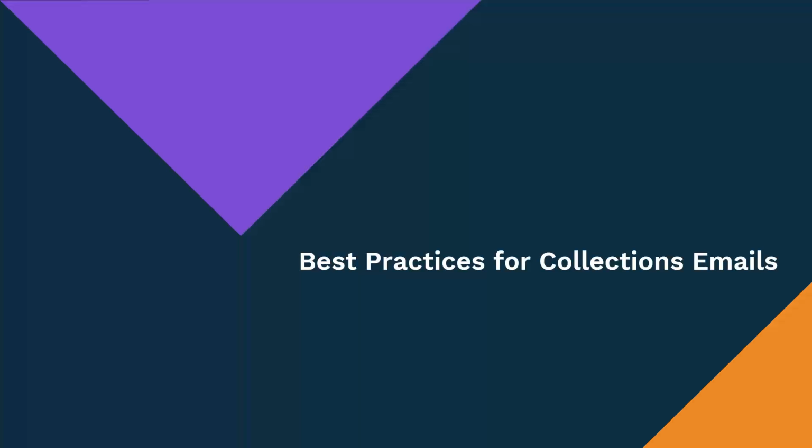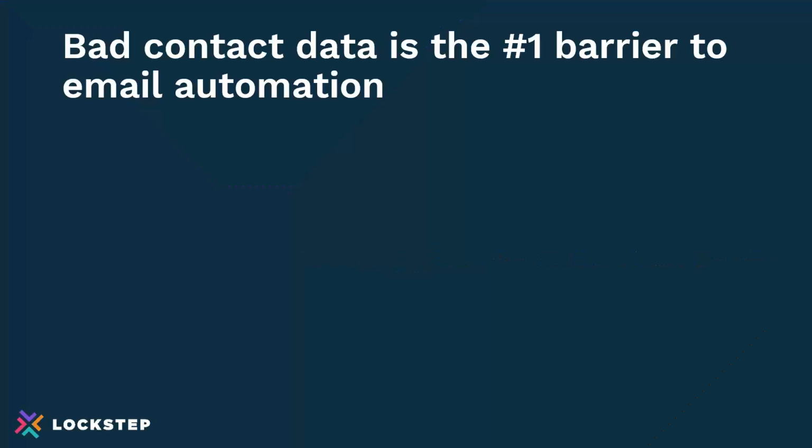So let's talk about then the best practices of using email automation. The first is that bad contact data is really a barrier to being able to achieve that reduction in days sales outstanding. So to improve cash flow, you need really good contact data. What are the problems with that? Well, if you've been in business for 20 to 30 years, many of your processes were based on physical paper, and momentum may have kept it that way.